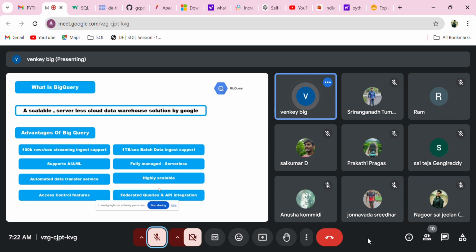Any questions still, guys, in terms of data warehousing concepts or in terms of BigQuery? Any queries or confusions? If you need clarifications, we can discuss. Any questions before going further? No.